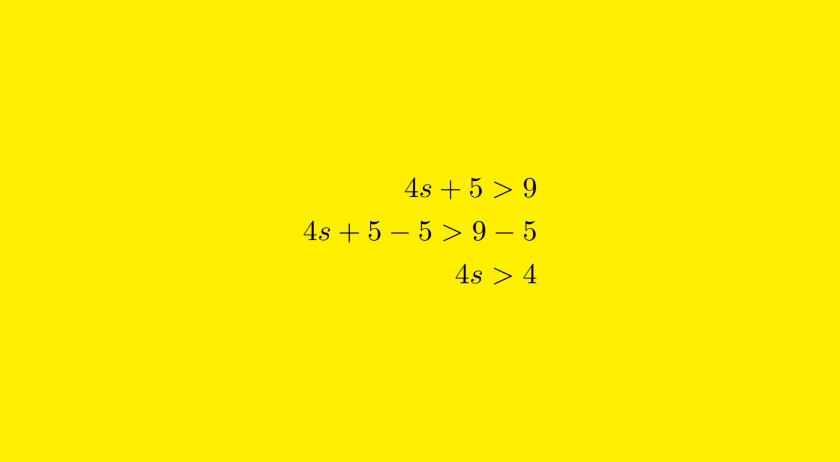The inequality 4s + 5 becomes 4s + 5 - 5, which simplifies to 4s. On the other side, 9 becomes 9 - 5, which simplifies to 4. Therefore, the expression after this transformation is 4s > 4. The inequality is now 4s > 4.